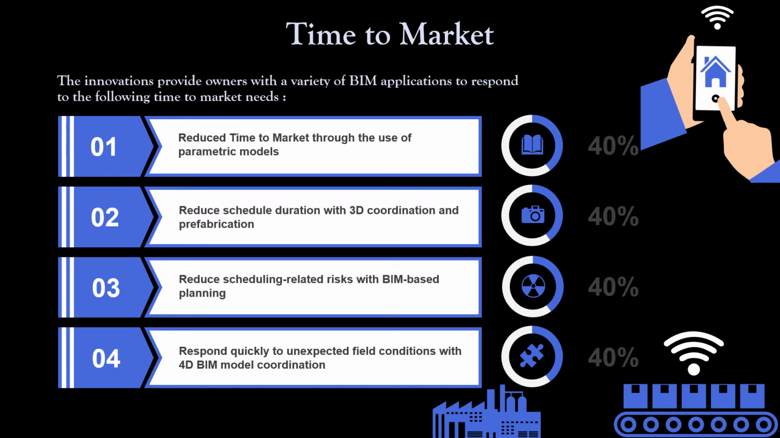First, reduce time to market through the use of parametric models. Second, reduce schedule duration with 3D coordination and prefabrication. Third, reduce scheduling-related risk with BIM-based planning. Fourth, respond quickly to unexpected field conditions with 4D BIM model coordination.